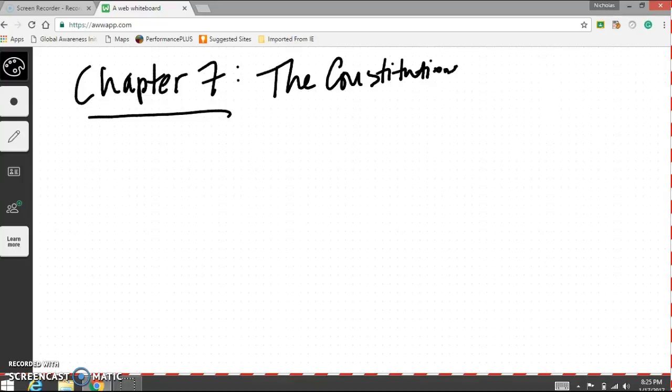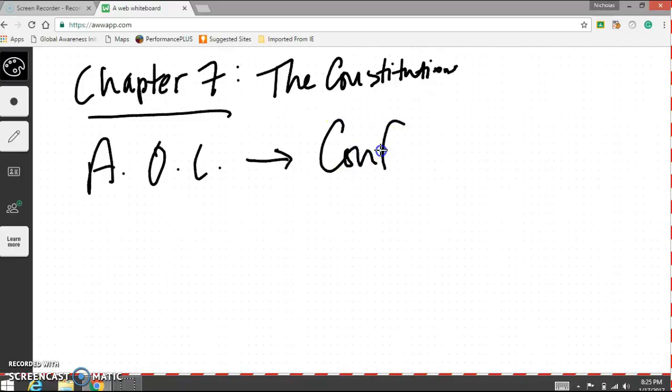So we started off our discussion of the Constitution talking about the Articles of Confederation, the first Constitution of the United States. This original system of government was a confederacy. The idea was to keep as much power in the hands of the states to govern as possible, and therefore the Articles of Confederation was a very weak system, a very weak national government.